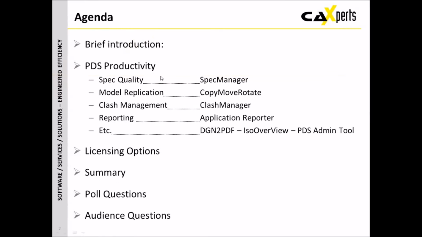From an agenda point of view, we're going to give this brief introduction. Then Stefan is going to deal with all of the productivity topics. We're going to go through spec quality, model replication, clash management reporting, and then we have some other tools which we're bundling together, the DGN PDF, ISO Overview, and PDS Admin Tool. We're then going to go through some licensing options, summarize that. We then want a little bit of feedback from you, and then we're going to answer any questions that you have as we've been going through.